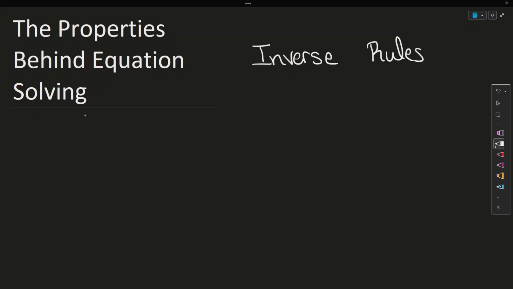Now let's look at inverse rules. The inverse rule for addition says that a number plus its opposite equals 0. A plus negative A is equal to 0. Or 8 plus negative 8 is equal to 0. This is why subtracting the same amount from both sides can help us isolate a variable.